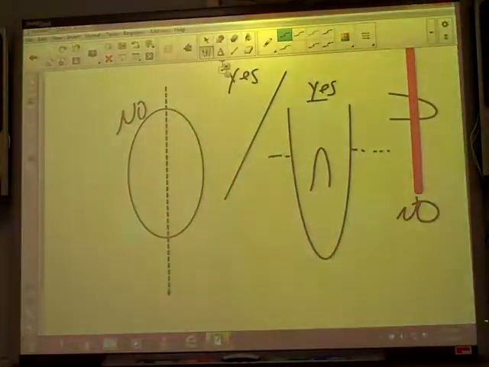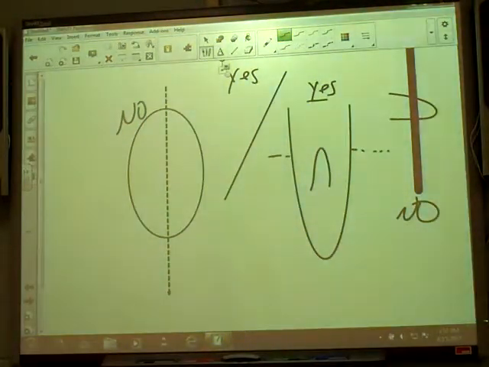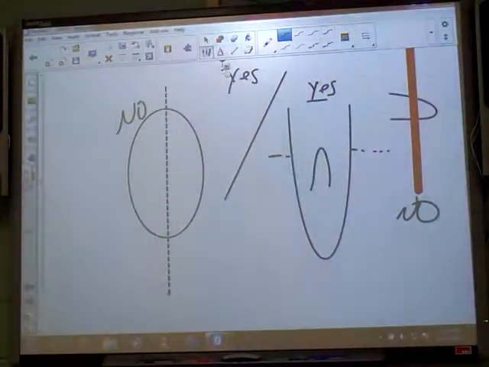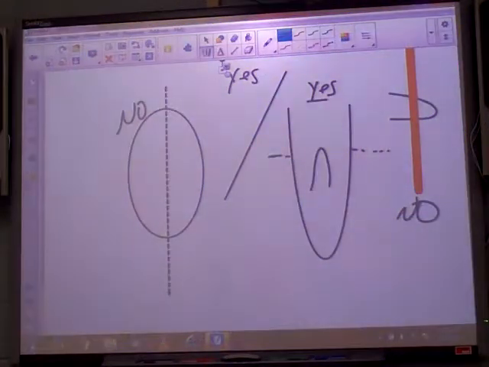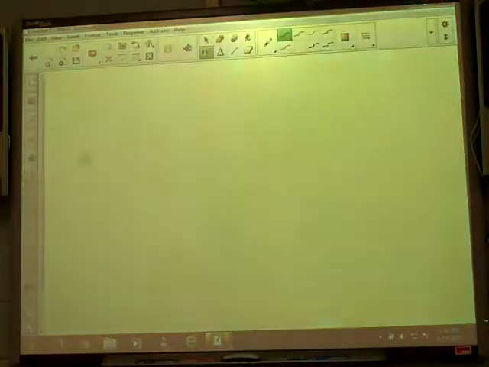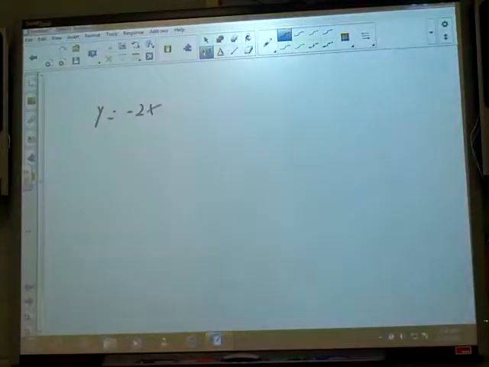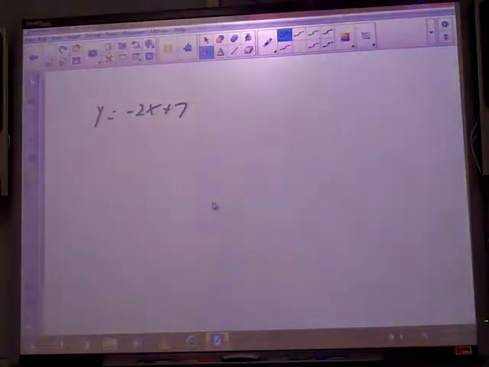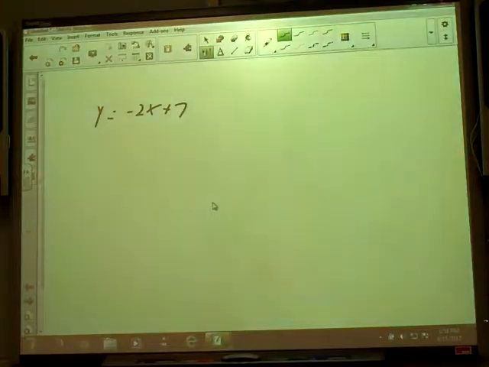Alright, vertical line test. Now we've done a table, we've done a set of ordered pairs, we've done a graph. Sometimes the hardest ones for people to decide on are equations. So let's look at some equations and decide if they're functions or not. First one I've got says y equals negative 2x plus 7. Question wants to know, is that a function and give the domain?